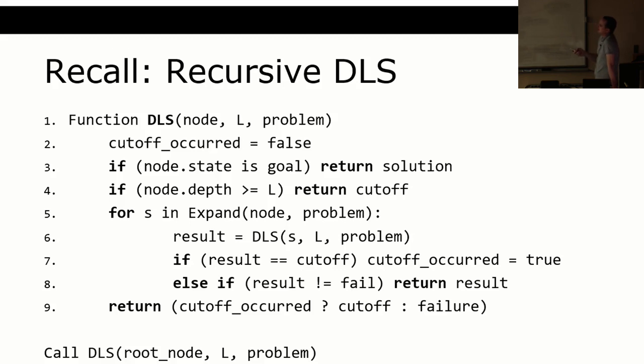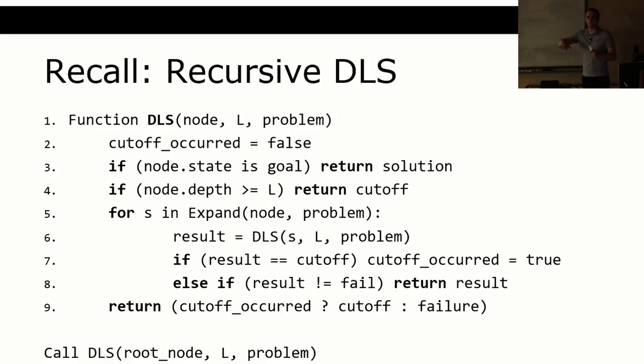Then, if that has not happened, we expand all of the neighbors of this node, and then we call DLS on the child, the limit, and the problem. If the result of that was a cutoff, then cutoff occurred equals true, and if the result was not equal to fail, then we return the result. Okay? So this essentially just does that.